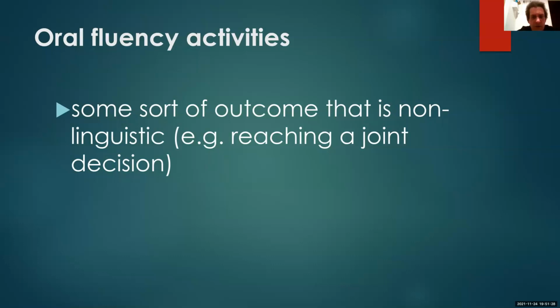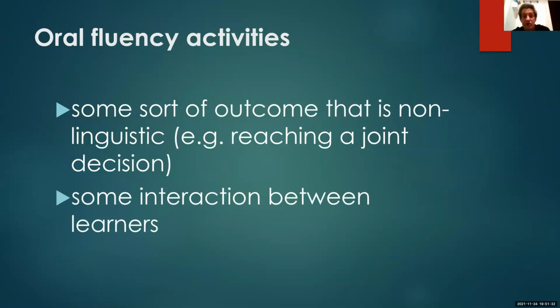And the second condition that needs to be met is really quite simple: there has to be some interaction between learners. Now, you could, of course, have extended speaking opportunities, a presentation, for example. But for me, if it's going to be fluency, it's likely to involve some interaction at some point. Perhaps not in the middle of the presentation, but at least afterwards, a presentation would be followed by some discussion. So I'm talking about these kinds of activities, and it'll become clearer, I hope, what I mean by them as I talk a little bit more.